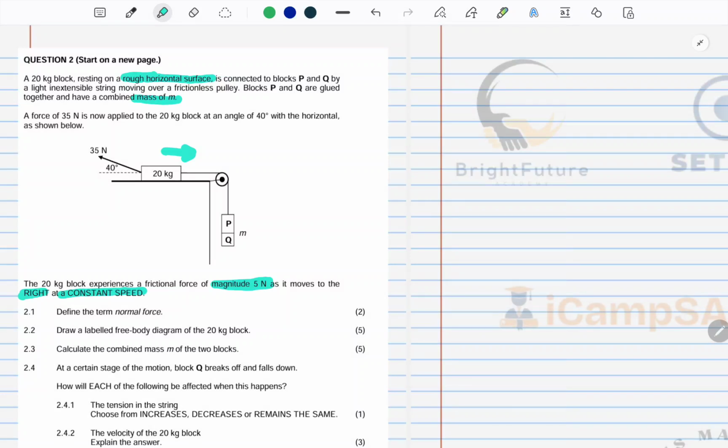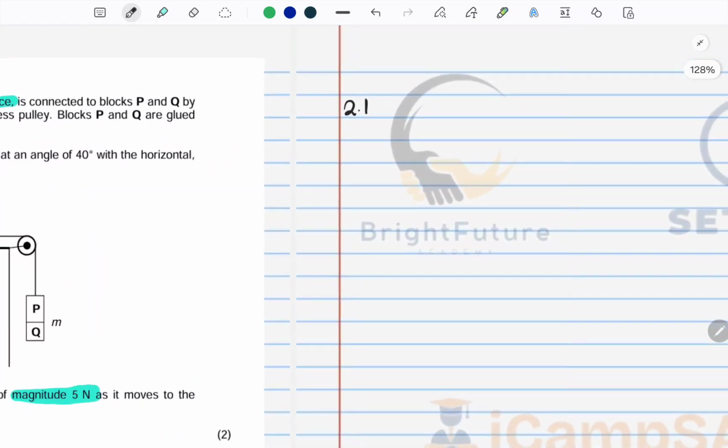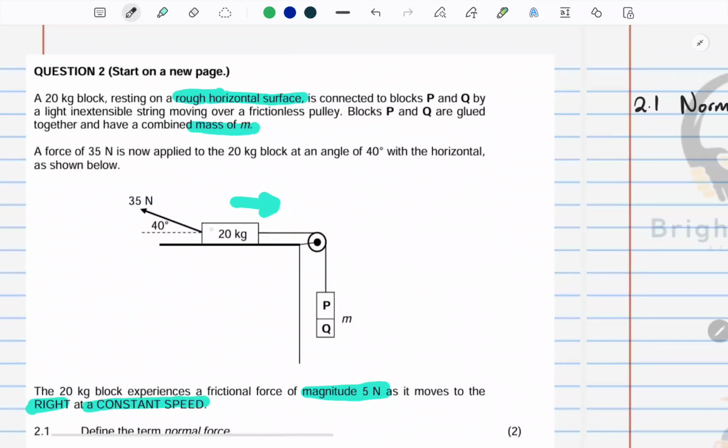First, they're asking us to define the term normal force. Let's write it down. This is 2.1. What is normal force? Normal force is a force that is exerted by the surface on an object. We've got this block here, and then we've got a surface. That means we've got a force being applied by the surface on this block, and that force we call normal force.